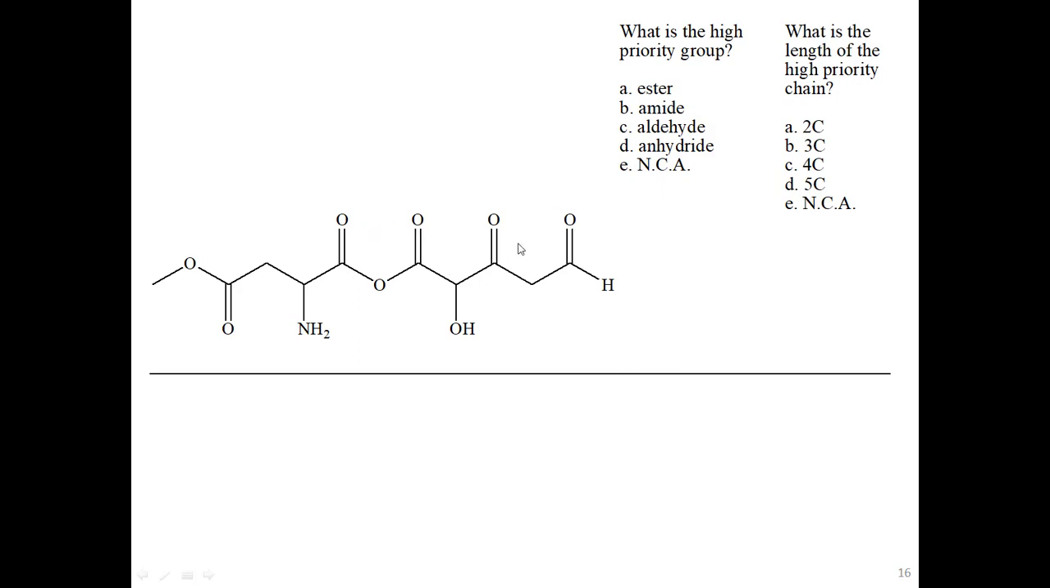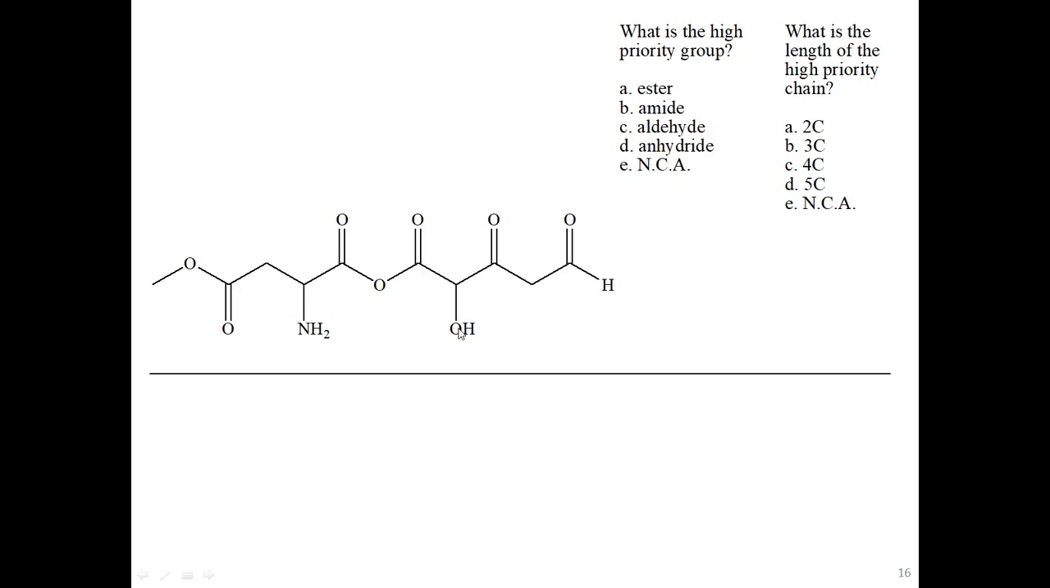these C double bond O's. They're not all the same. In fact, they're kind of different. So again, we have to find the highest priority group. I have some choices here. If I look down here, I see an ester. That's a pretty high priority group. I have an amine. That's not very high. These 2 carbonyls around the oxygen. This is an anhydride. This is a very high priority group, right behind the carboxylic acids.